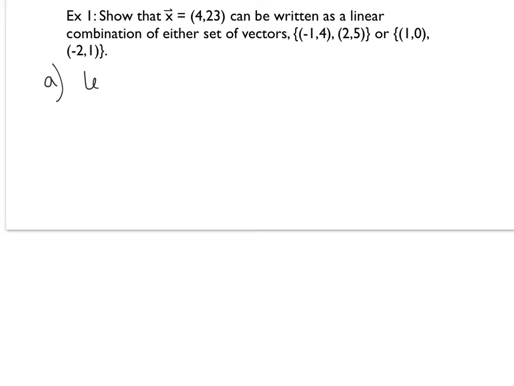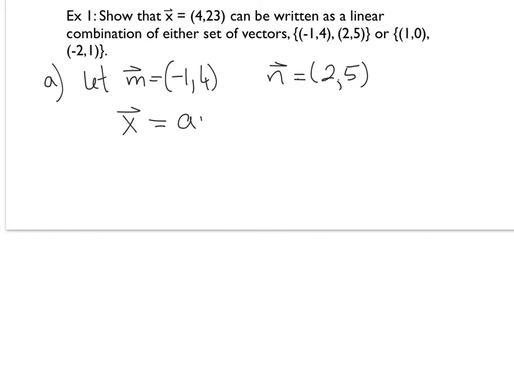So let's call vector m be (-1, 4), and vector n be (2, 5). Okay, so if we want to write x as a linear combination of these vectors, our equation would be x is equal to a, which is a scalar quantity, times vector m plus b times vector n.